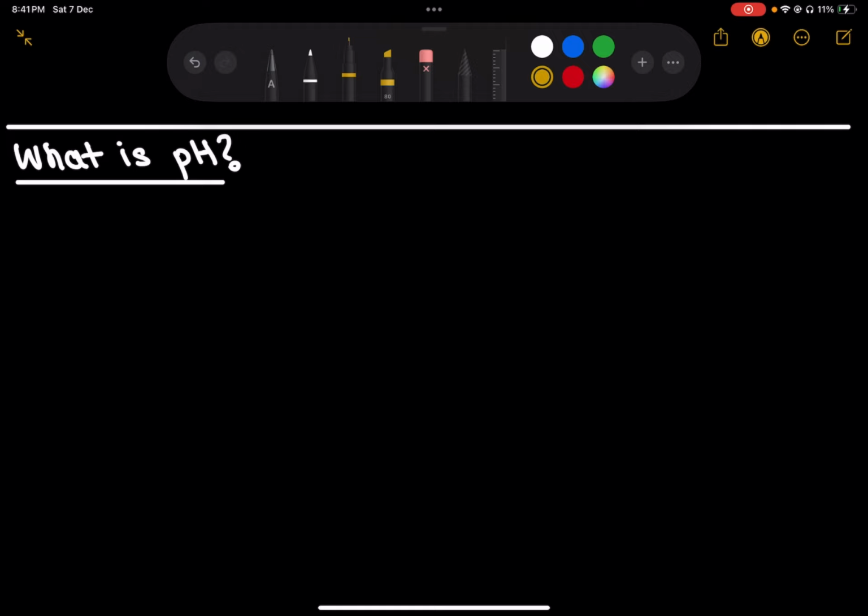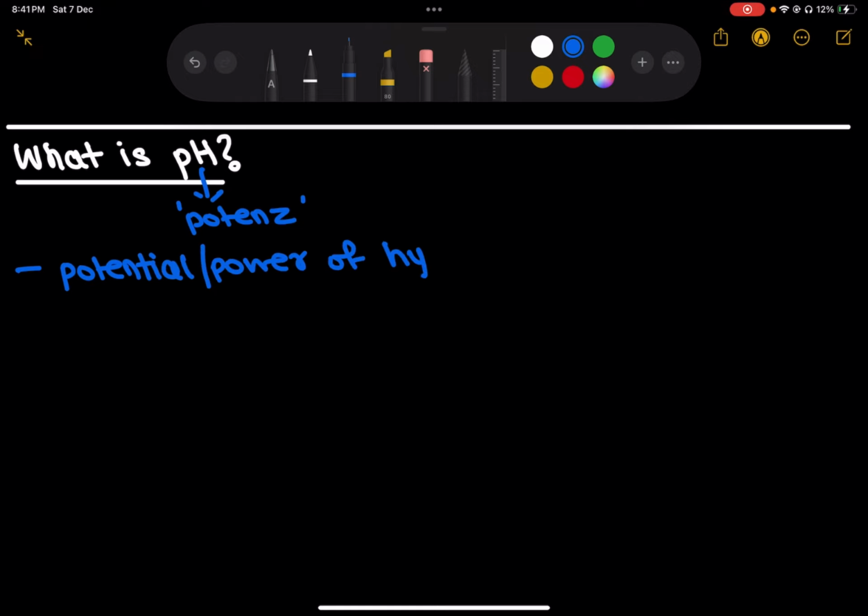So basically the full form of pH originated from German. It means potens. So P of pH means potens in German. So basically, pH is the potential or power of hydrogen. Hydrogen in the sense I mean to say H plus ions. So that is basically what is pH.